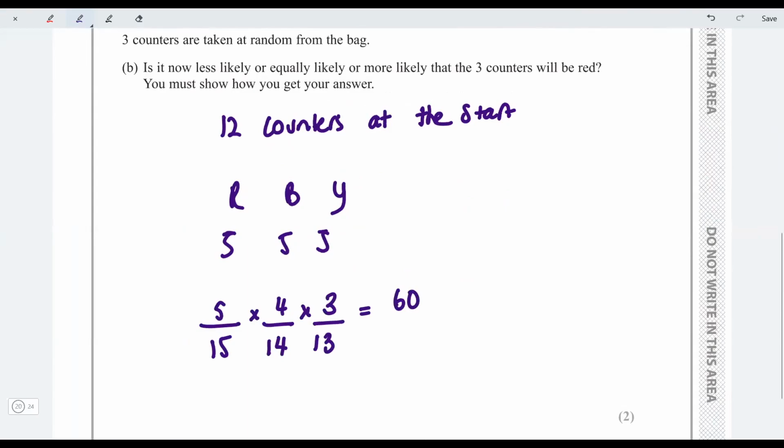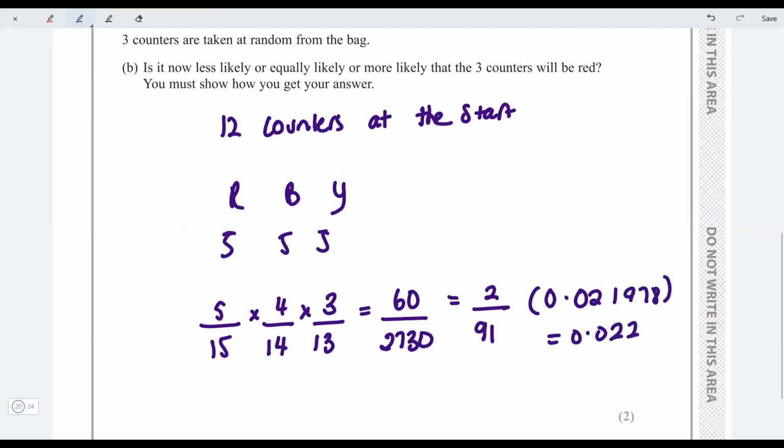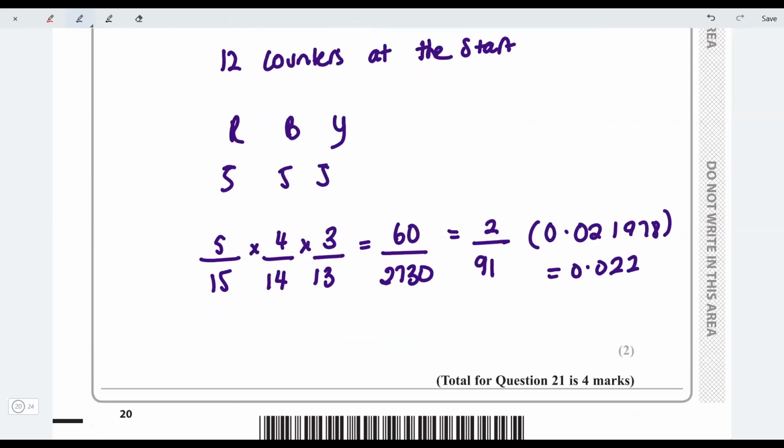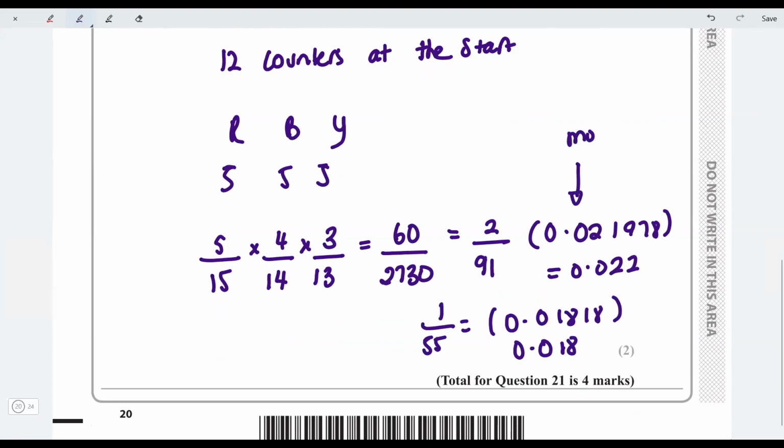If I do that, that's 60 over 2,731, which is 2 over 91. As a decimal, that's 0.021978, round that to 0.022. The 1 over 55 as a decimal is 0.01818. That's 0.018. Which one is more likely? This one. So it's more likely to get a red. And I'm just going to underline that to show our answer. Okay.